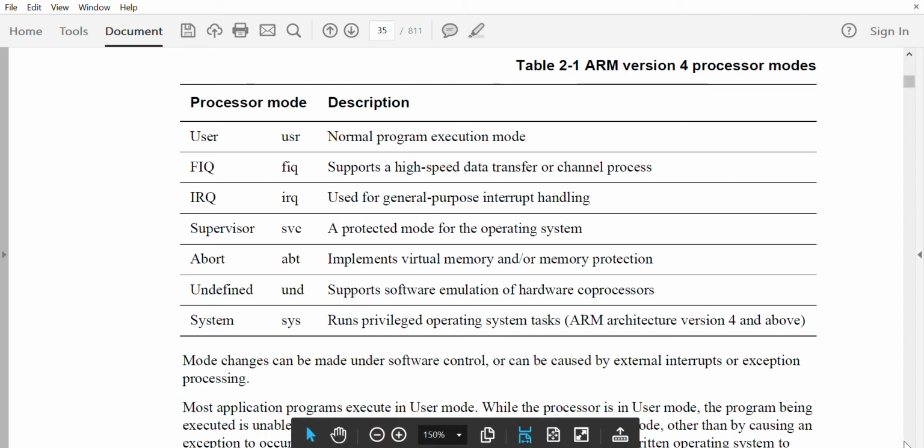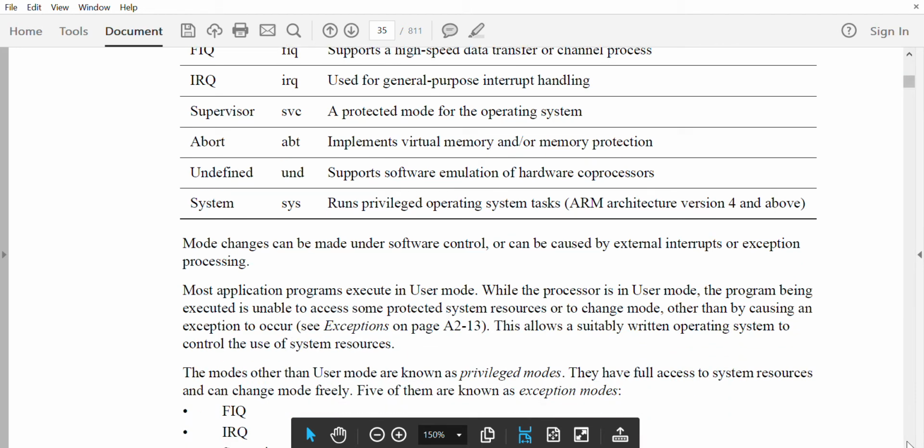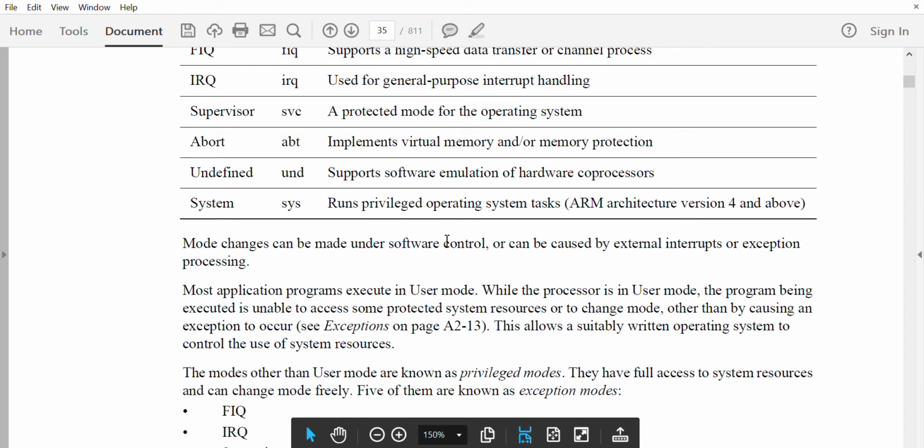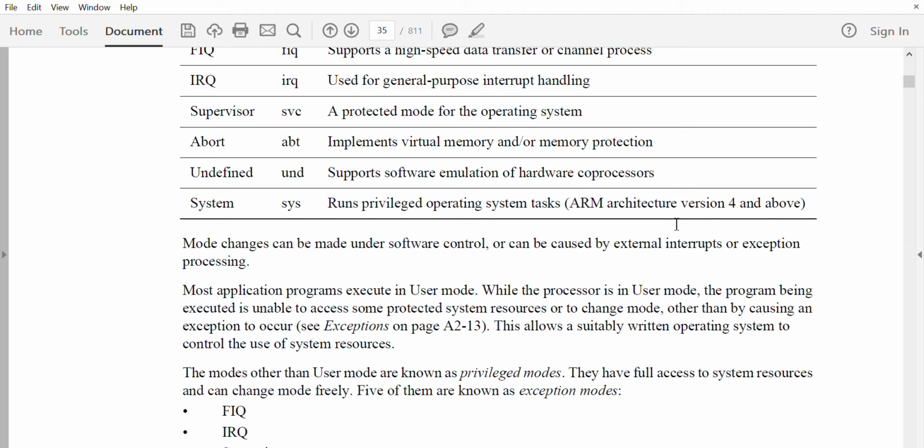So how do you change from one mode to another? Okay, the ARM processor will be operating in a particular mode, and you want to change to another mode. That can be done by using an instruction, that is software control, or you can do it using external interrupts, or using exceptions. So these are the three methods by which you can change the mode. Using exceptions, we'll be dealing with in a later section in this video.